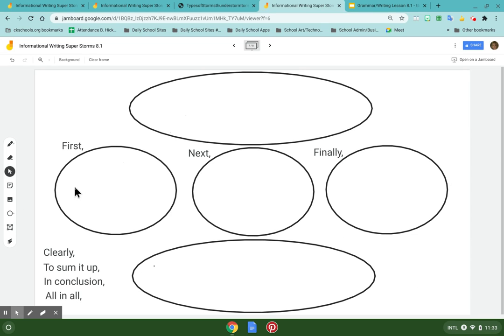Now, the transition words that start your paragraphs go like this. First, this. Next, this. Finally, this. And then this one has a lot of transition words you can use. Clearly, to sum it up, in conclusion, and all in all.